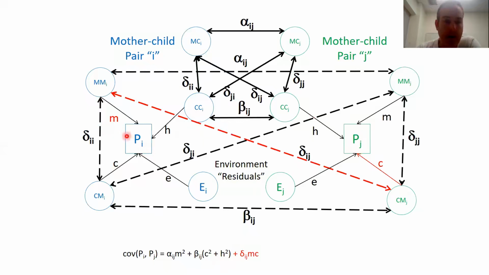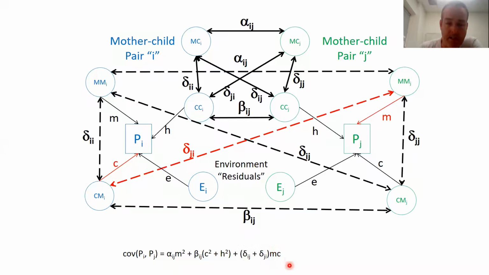Here's another path. This one goes through the mother's genome in pair I and through the child's genome in pair J. So we've got M delta IJ multiplied by C. And here's another one, but this one goes through the child's genome in pair I and the mother's genome in pair J. So that's C multiplied by delta JI, so the opposite of IJ, multiplied by M. So again, we can do a little factorization there where we take MC out of the parentheses. So you can see that.